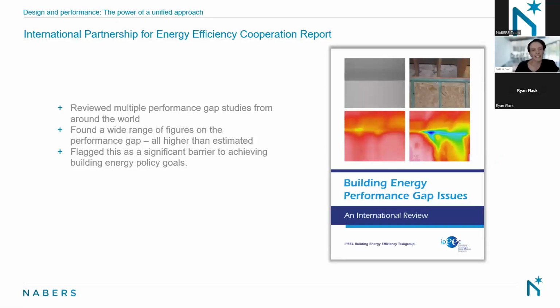The other study that we looked at is the IPEC report. We've looked at that because essentially it's an international review looking at performance gap studies from around the world. I showed you a few of the figures before, but there's quite a range of figures, and based on some of what we've said about the Green Building Council study, we can assume that there may be similar issues. Buildings collecting this data may have more of an interest in this space anyway. But essentially, the report has said that the performance gap is there globally, and it's a significant barrier in terms of policy goals.